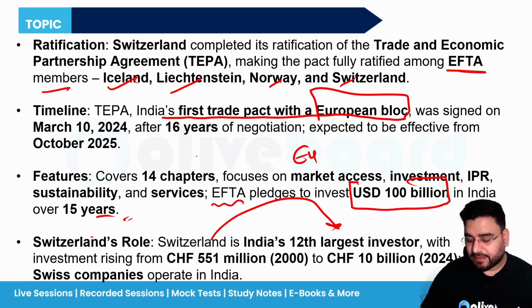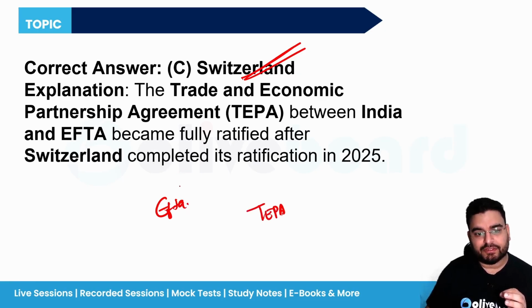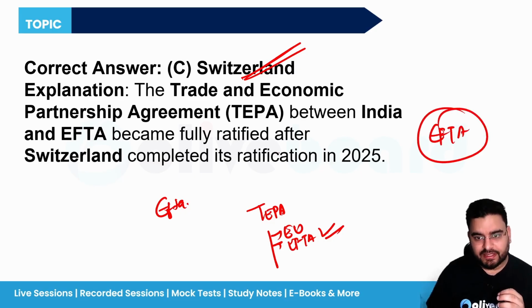And please remember what kind of question they can ask. Which country has ratified? The correct answer is Switzerland. Or they can ask which countries are members of EFTA. Or India has signed a TEPA agreement with which of the following European blocs? They can give you EU, EFTA, like this. So the correct answer is EFTA. EFTA is a group of countries, and TEPA is the name of the trade agreement.